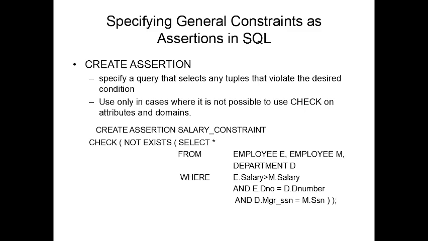Okay, so let's see what is meant by create assertion. We have seen that assertions are used to specify certain constraints that are outside the scope of the built-in relational model constraints. So suppose we want to specify some constraints which cannot be specified using the relational model constraints. For example, specify a query that selects any tuples that violate the desired conditions. So we can use create assertion for specifying a query that selects any tuples that violate the desired condition.